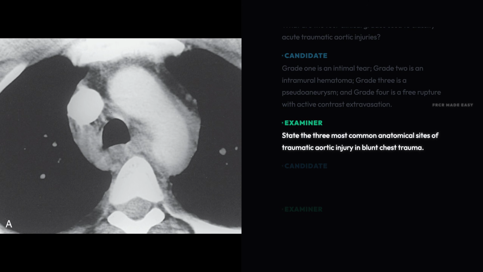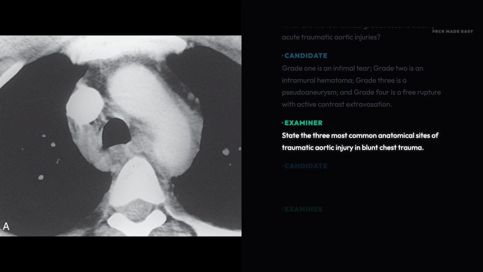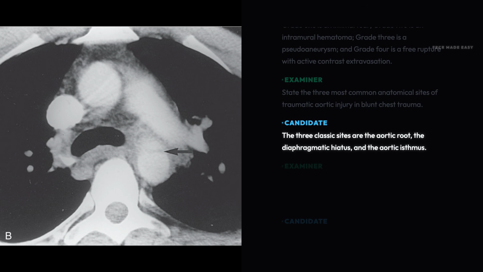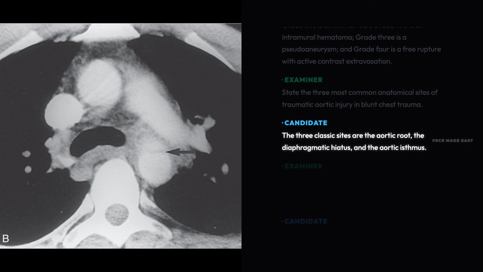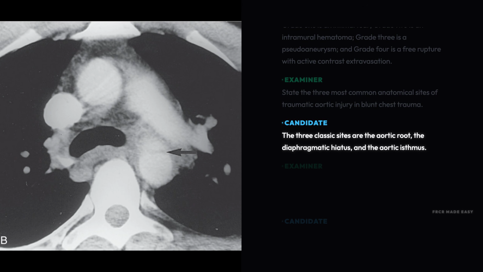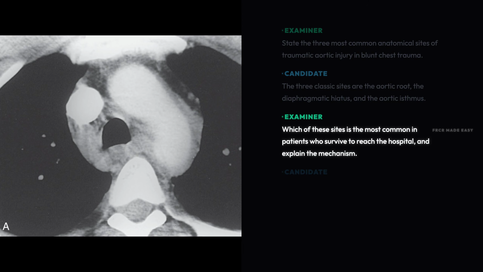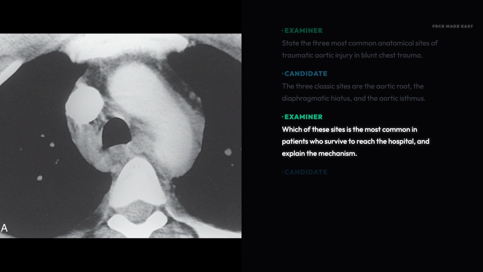State the 3 most common anatomical sites of traumatic aortic injury in blunt chest trauma. The 3 classic sites are the aortic root, the diaphragmatic hiatus, and the aortic isthmus. Which of these sites is the most common in patients who survive to reach the hospital, and explain the mechanism?